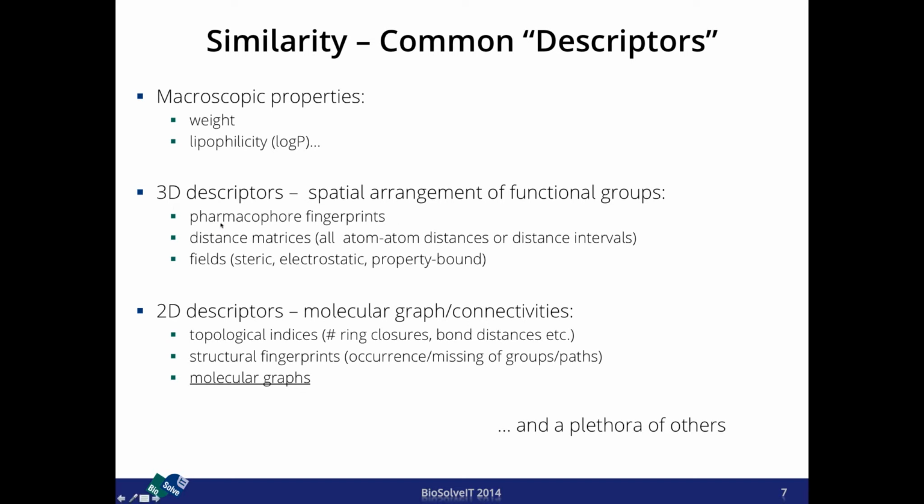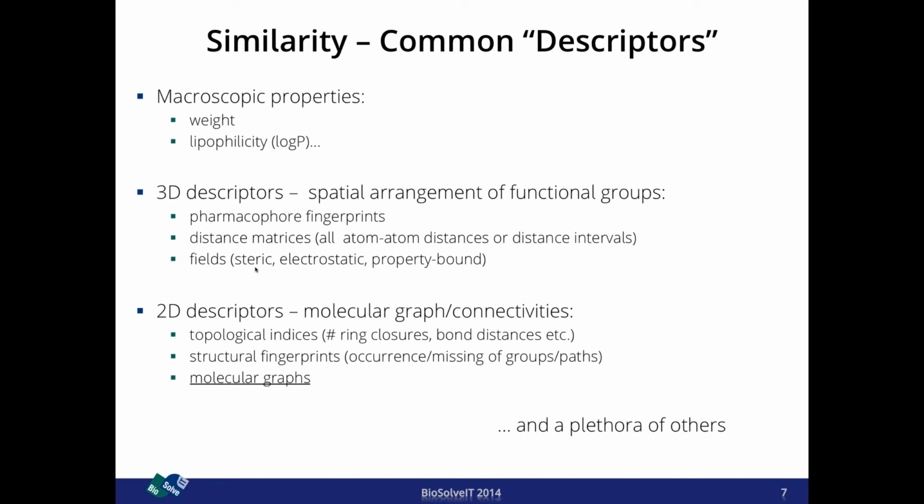Here, for example, we have something like pharmacophore fingerprints. There are all sorts of distance matrices. For example, we store in the computer every atom distance that we have, or certain distance intervals. So there are various flavors of these distance matrix based descriptors. Also there are fields, for example steric fields, electrostatic fields, certain property bound fields that we can train the computer to work with, and so on and so forth.